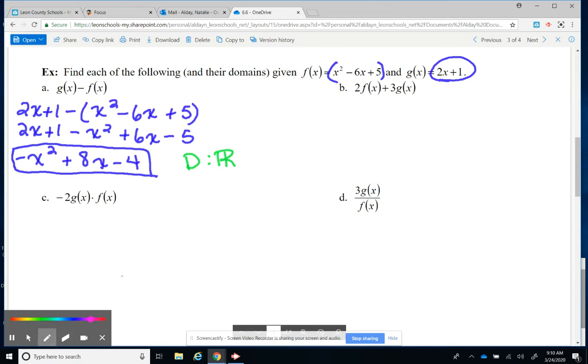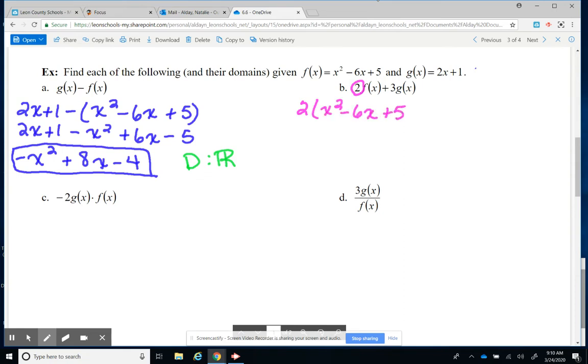All right, let's go to the next one, B. Let me erase my markings up here first. All right, B. We are going to double f of x. So 2 times x squared minus 6x plus 5 plus, and then we're going to multiply 3 times the g of x. So 3 times 2x plus 1.